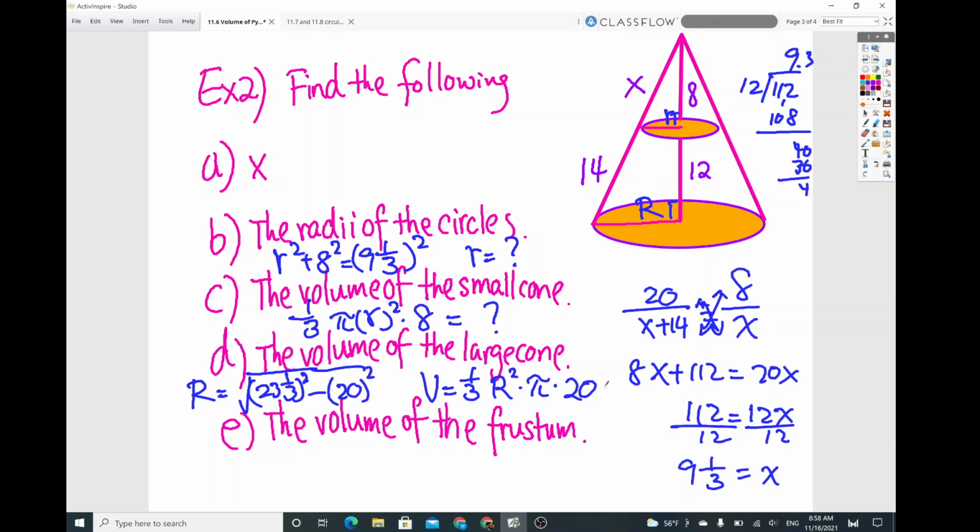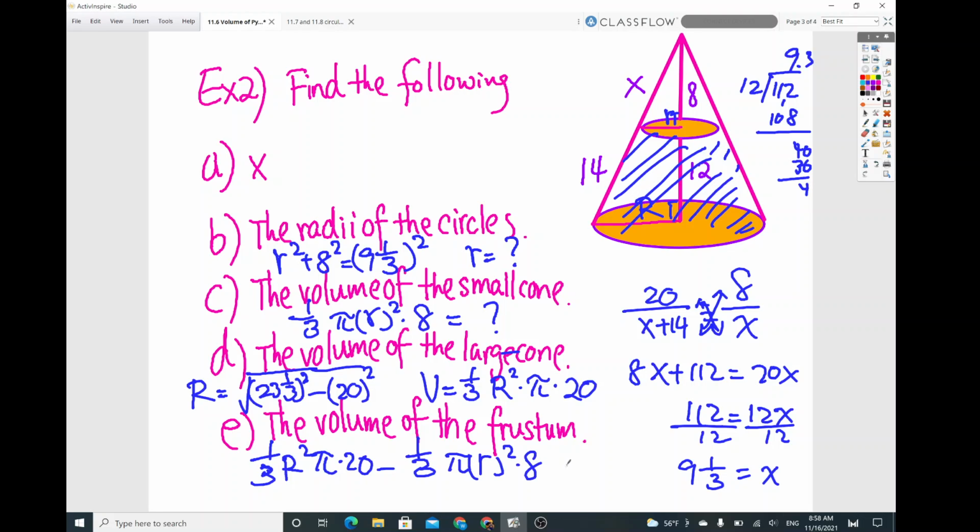And then the volume of the frustum is just the volume of the large cone minus the volume of the small cone. The frustum is this shaded volume here. So the volume of the large cone, 1/3 capital R squared pi times 20, the one that you get from D, minus the solution that you have from C, which is 1/3 pi little r squared times 8. And then you get the volume of the frustum.